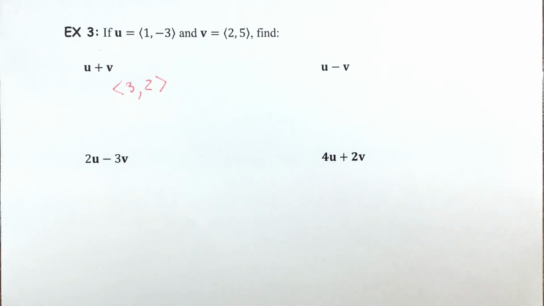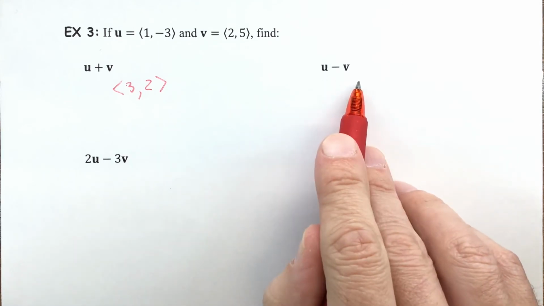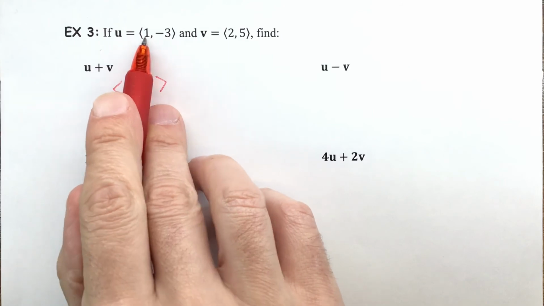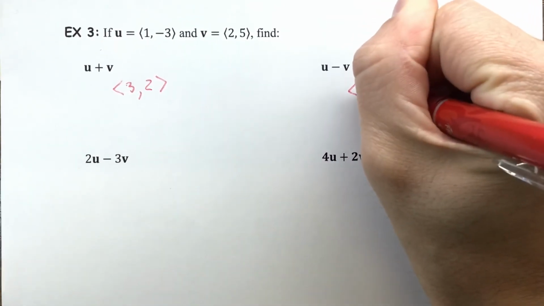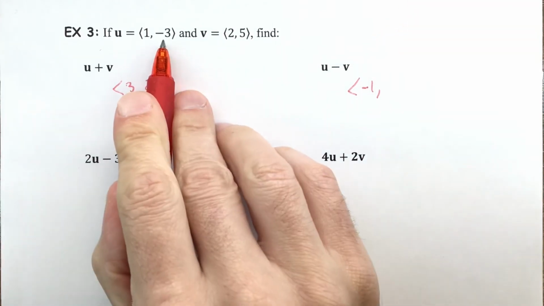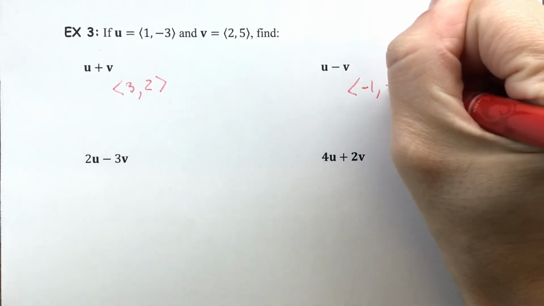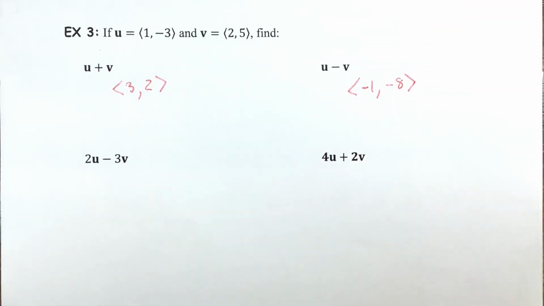All right, the subtraction, u minus v. We're going to take 1 and subtract 2, which is going to give us -1. We're going to take -3 and subtract 5, which will give us -8.